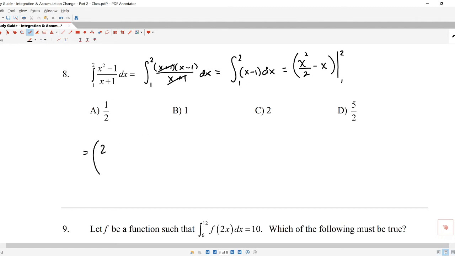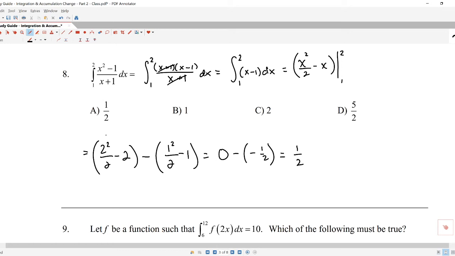Let's plug in 2. So I get 2 squared over 2 minus 2, minus 1 squared over 2 minus 1. 2 squared is 4. Divided by 2 is 2. Minus 2 is 0. Minus, 1 squared is 1, so I get 1/2 minus 1 is negative 1/2. 0 minus negative 1/2 is 1/2.